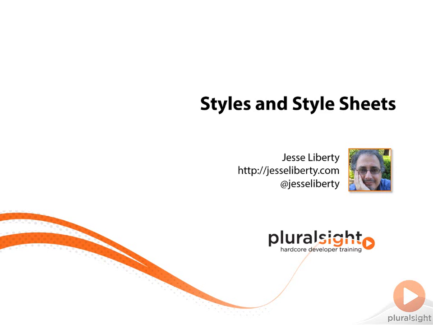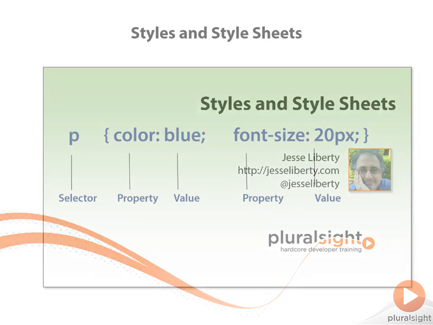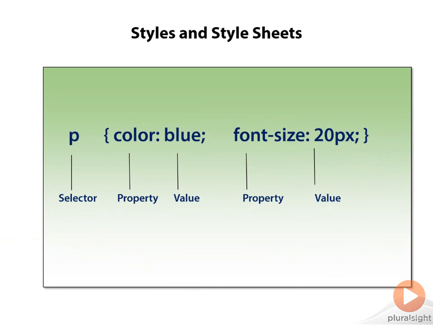CSS stands for Cascading Style Sheets, and the heart and soul of CSS3 is styles and style sheets. Styles can be broken down into a few very simple pieces, and once you understand the code, they're quite easy to work with. On the far left is one or more selectors. In this case, we see the selector is P, which is the paragraph selector. Notice the selector does not have the angle brackets on either side of it.